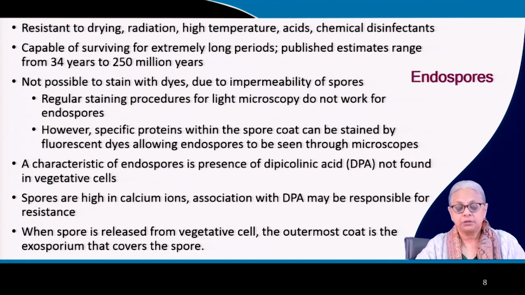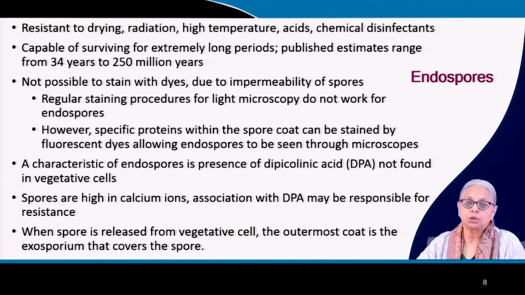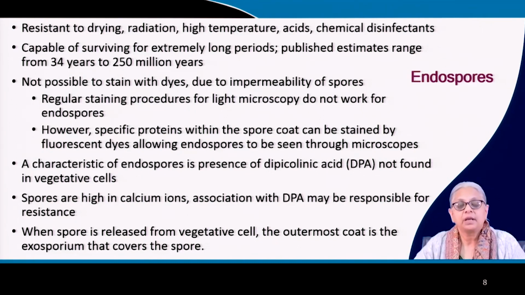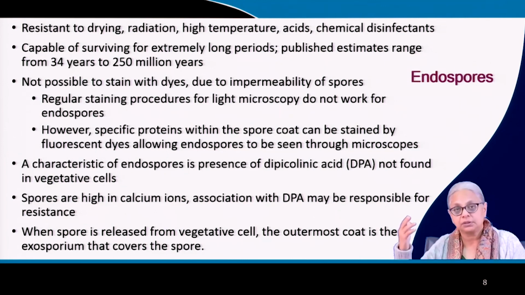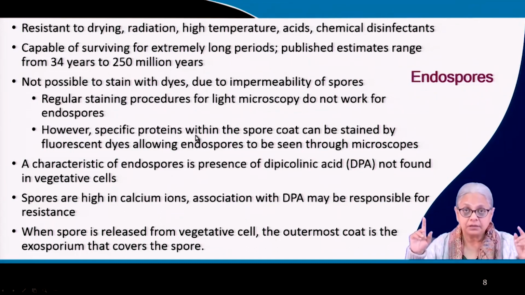Then we come to endospores. Endospores are what the bacteria create when they are in an extremely hostile environment. So let's say there is less moisture, or there is radiation, harmful radiation, or the temperature is too high, or the acid concentration in the environment is too high, meaning the pH is too low, and chemical disinfectants are present. Under any of these conditions, the bacteria is unable to survive in what we call a vegetative state.